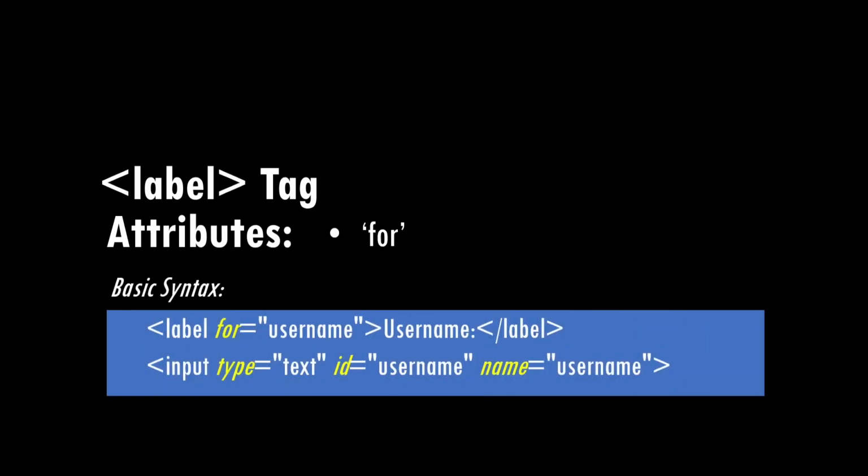Here is the basic syntax. Label for username, and here input type text ID equal to username. In this example, clicking on the username label will focus the cursor on the input element with the ID username.